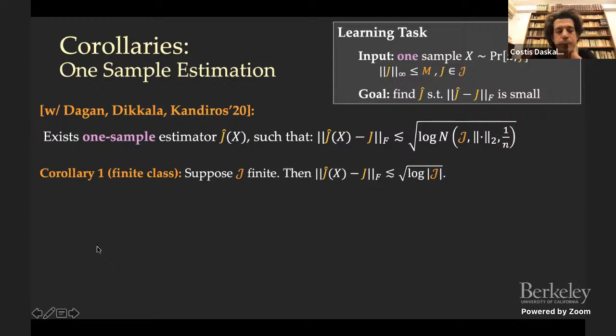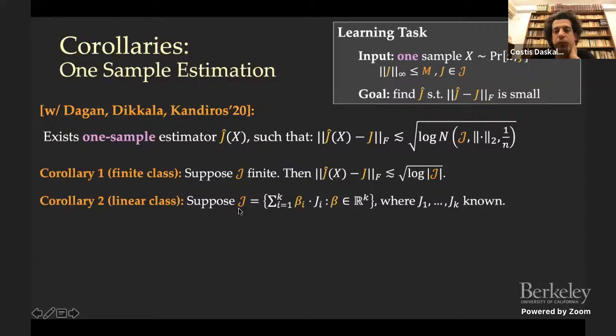Corollary number two is the case where you have a linear class. Suppose that the unknown matrix is a linear combination of K known matrices. In this case, by plugging into this bound, you get that the error is root K log N. Again, I'm reminding you that under my assumptions, the Frobenius norm of J could be M root N. So this is a meaningful, non-trivial result: it's root K log N when the maximum is M root N.